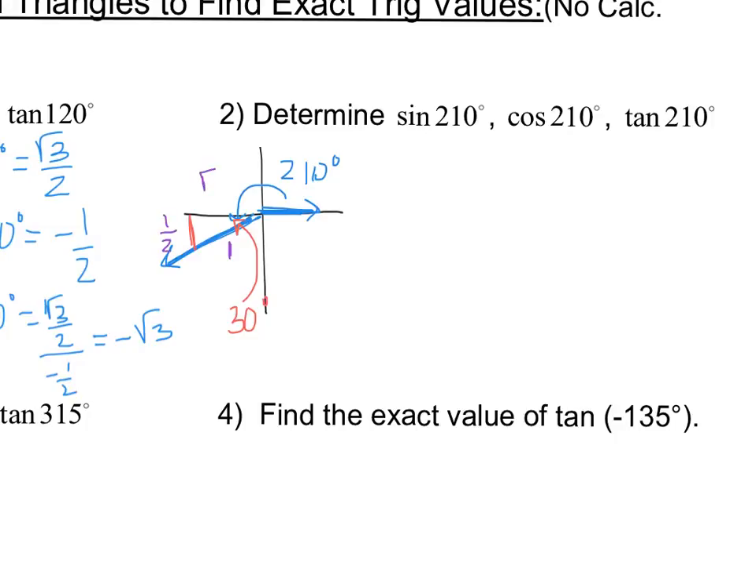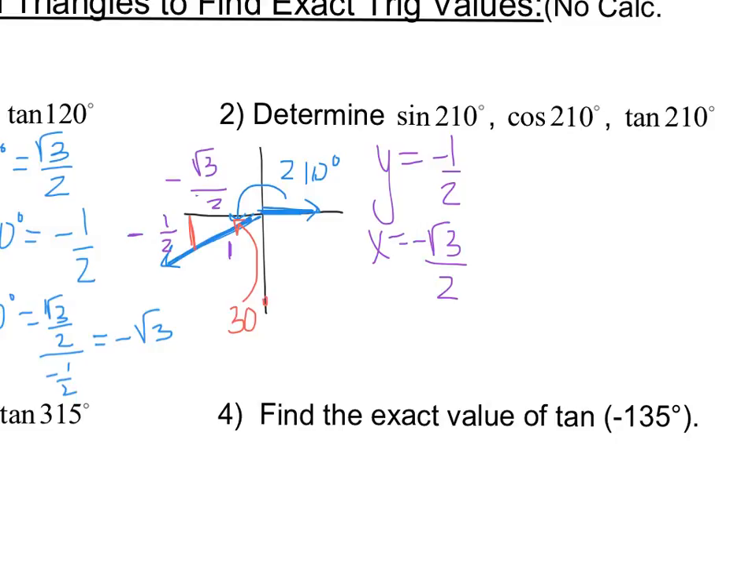And then across from 60 is root 3 over 2. Hopefully, some of you are starting to go, well, wait a minute. We are in quadrant 3. So that's going to make both our x and y values negative. So y equals negative 1/2 and x equals negative root 3 over 2.